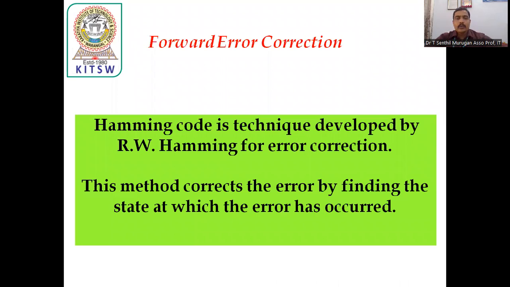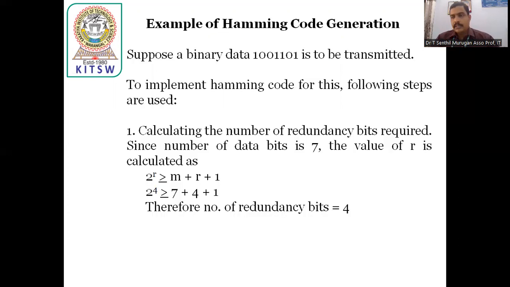So, what is Hamming code? Hamming code is a technique developed by R.W. Hamming. The author's name is Hamming, and that's why the code is called the Hamming code. This method corrects the error by finding the position at which the error has occurred.